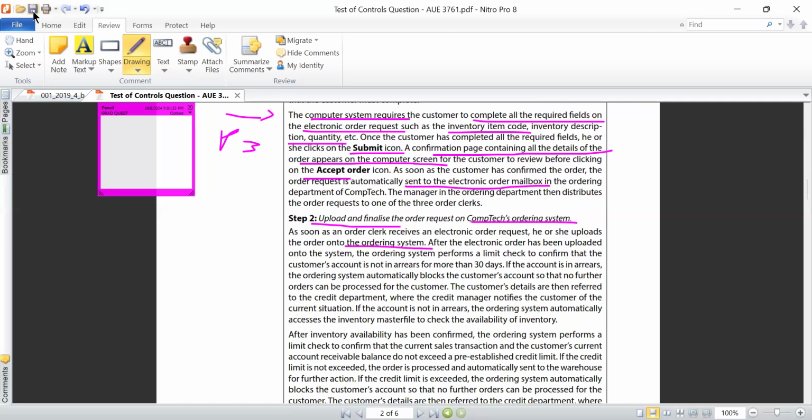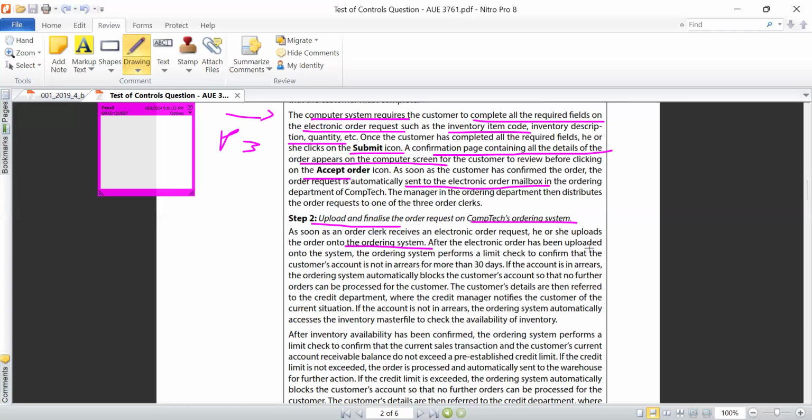How do you know that these guys are doing this? How are you going to evaluate? How are you going to verify that the order clerk, upon receiving the order request, uploads the order onto the ordering system? How are you going to verify that this is the case? That alone is a control, it's a process activity which you can test whether it is truly happening. All right, we're going to perform a control procedure on that.